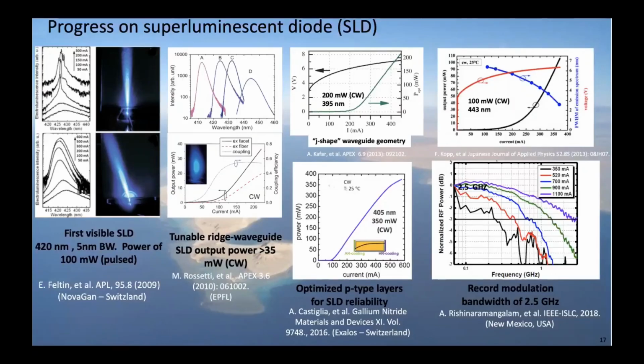Then in the past 4 or 5 years or so, people have been trying to improve the optical power up to about 300 milliwatt or so. That is from Exalos, another company based in Switzerland. And currently, the group in New Mexico demonstrated, although it's still with a decent power of 100 milliwatt, a modulation bandwidth of up to 2.5 gigahertz in their current report.